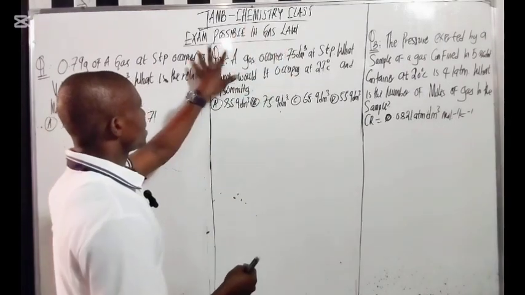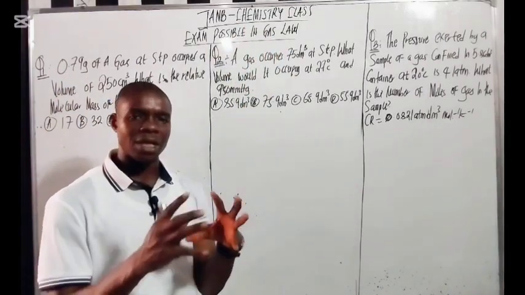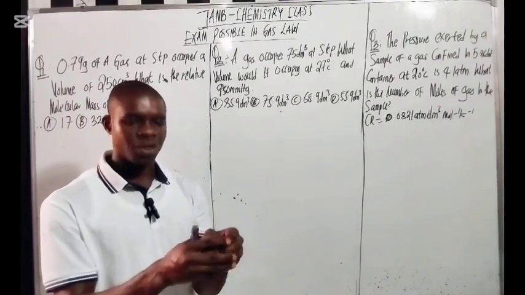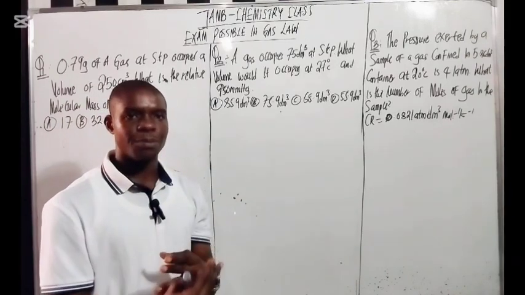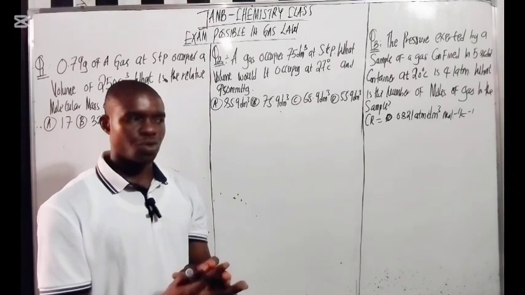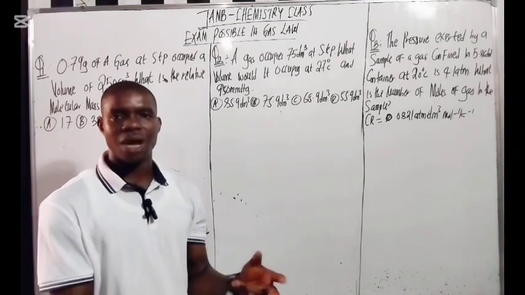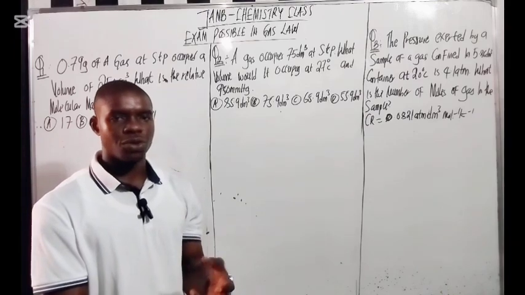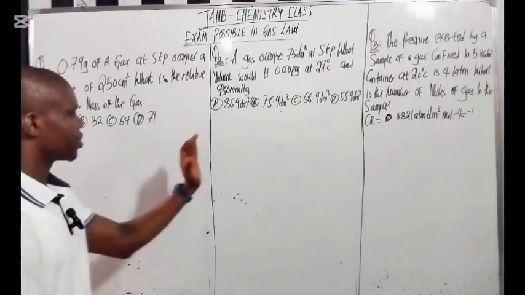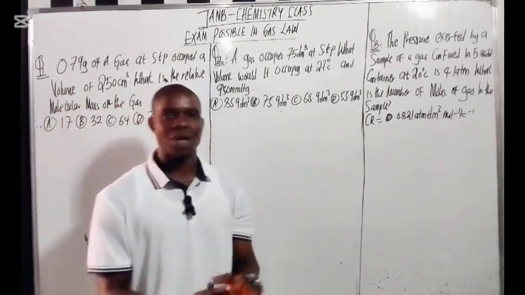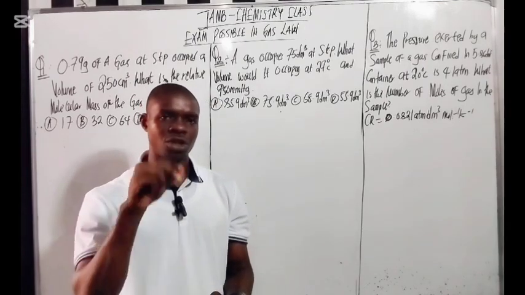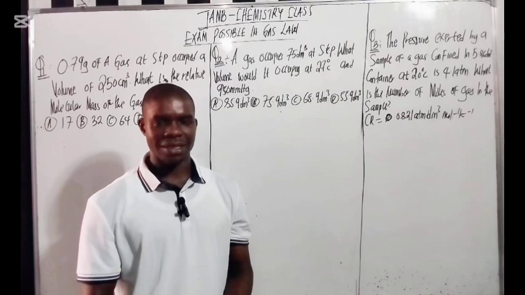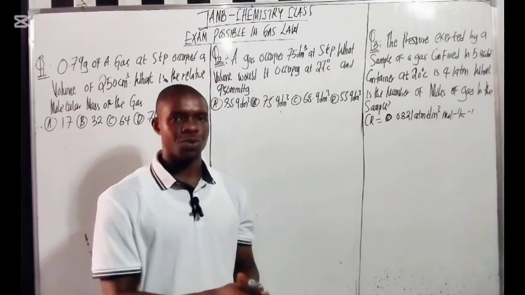JAMB Chemistry class exam possible questions. I just want to explain the ideal gas equation, because some of you don't really know how to solve problems when it comes to the ideal gas equation. You know how to solve problems on Boyle's law, Charles's law, Avogadro's law, and the rest, but you don't know how to solve questions on the ideal gas equation. These three questions are from the ideal gas equation and they are JAMB past questions. So I want to show you how to solve different exam-possible questions on the ideal gas equation.